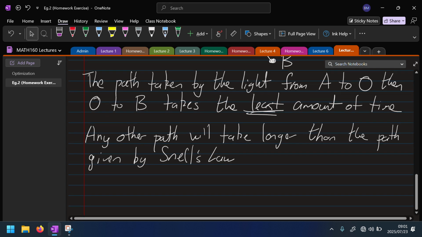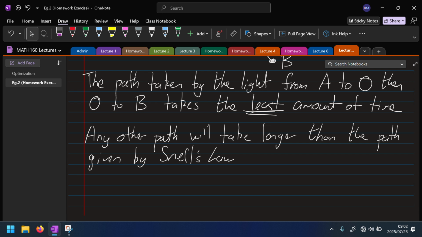Okay, and we want to prove this. I'll do the full setup of everything, and then you can just follow the steps. So you've got your time function that we want to optimize. You do the derivative, set it to 0, and then at the end you'll get out Snell's law.